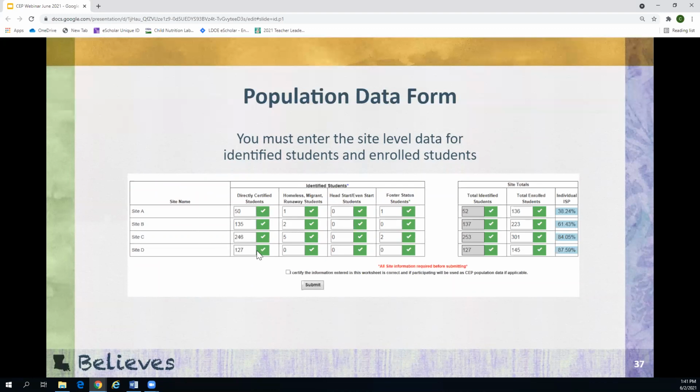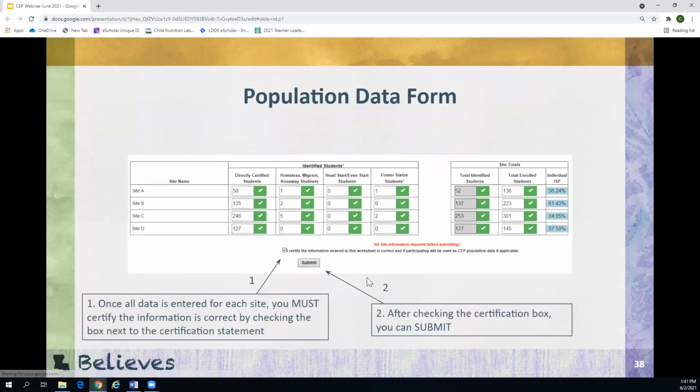Once you enter all the information at the site level, you'll then certify and submit. So you'll have the information for each site. Here we have site A, B, C, and D, and we've included all of the students that are identified as directly certified, homeless, migrant, runaway, Head Start, Even Start, and foster kids. After that, you want to make sure that you certify the information is correct and that this information will be used in the CEP worksheet. And then you'll want to submit.